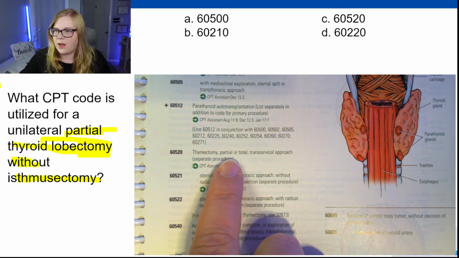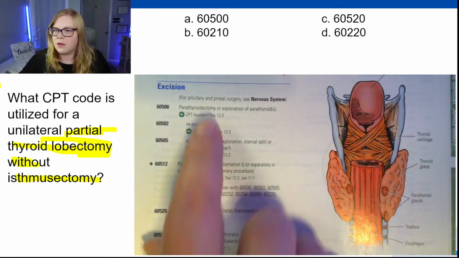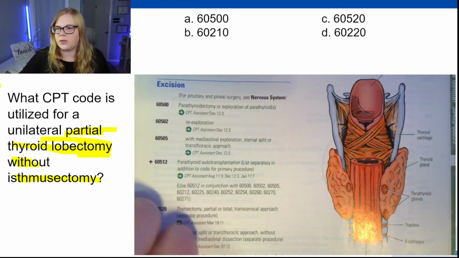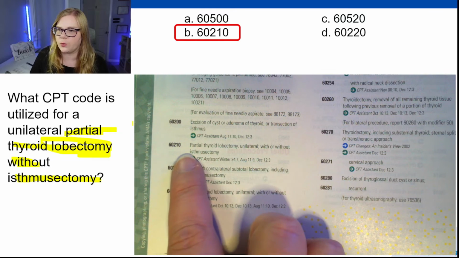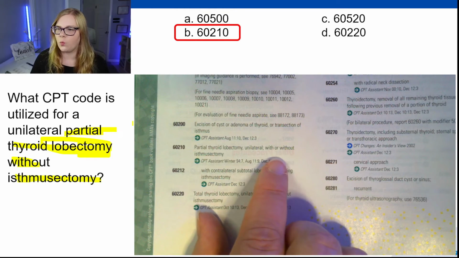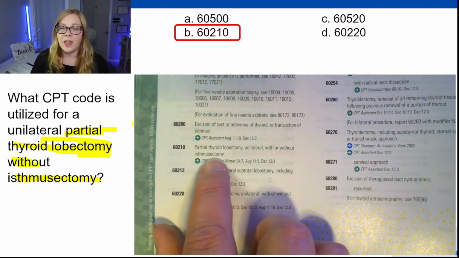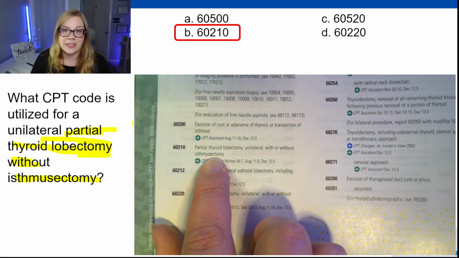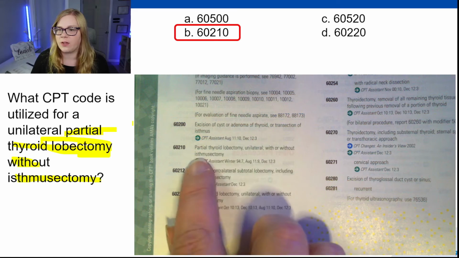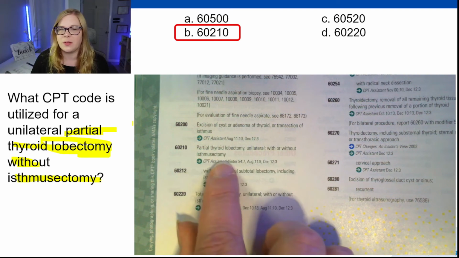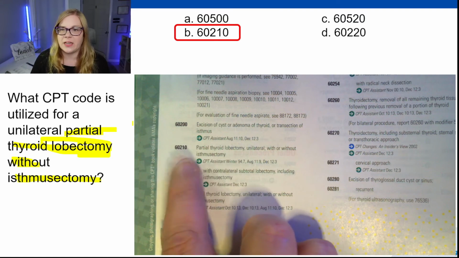Yeah, this is a thymectomy and a parathyroidectomy. So we didn't do that. We did a partial thyroidectomy. So this is this 60210 code. Interesting thing about this with or without ismethectomy, that basically means if the provider did it or they did not do it, it's still the same code. So with or without, if they did or did not do this ismethectomy, it would still be the same code.